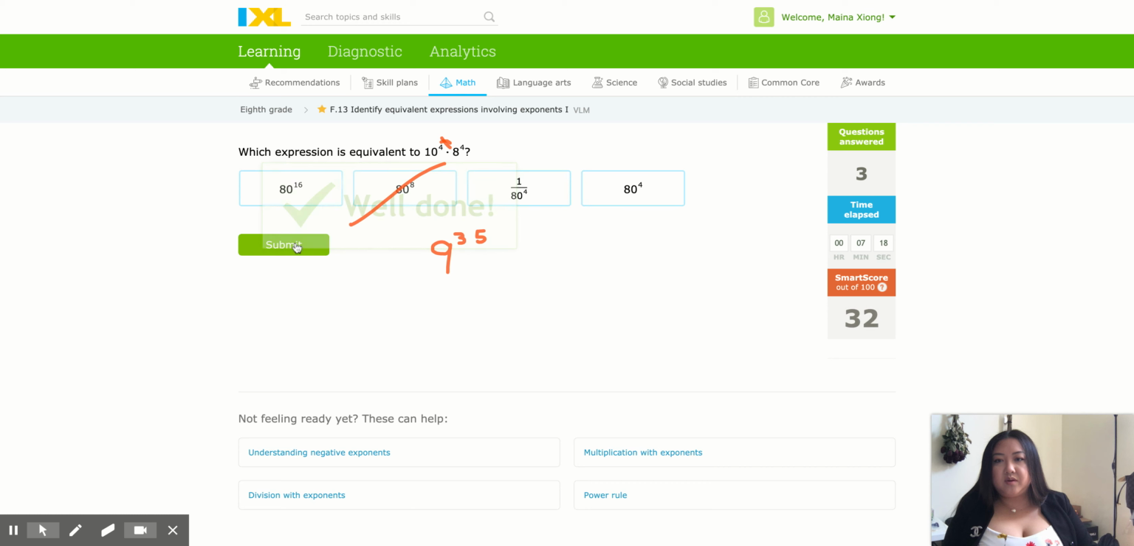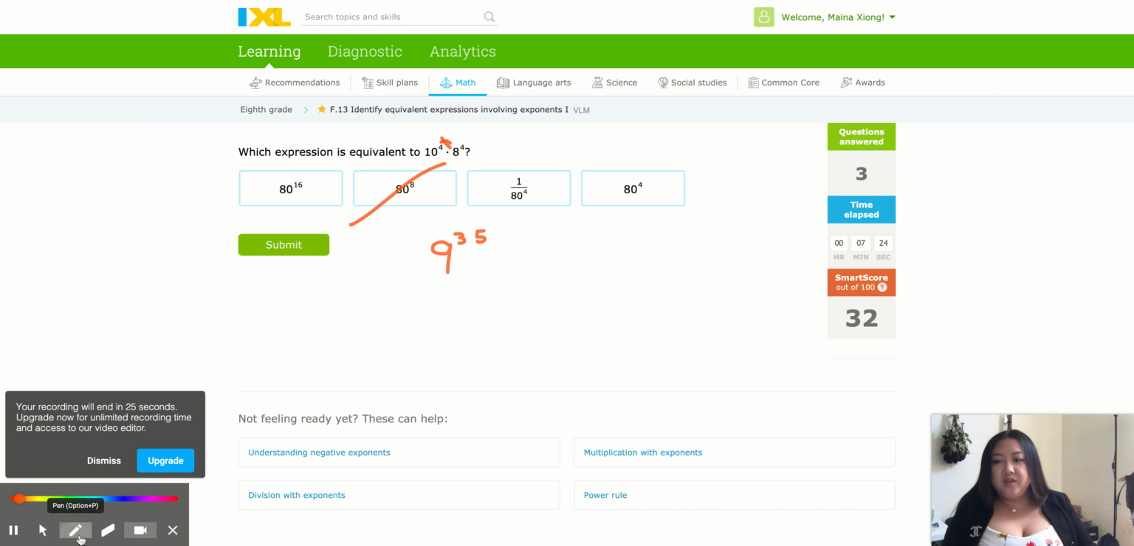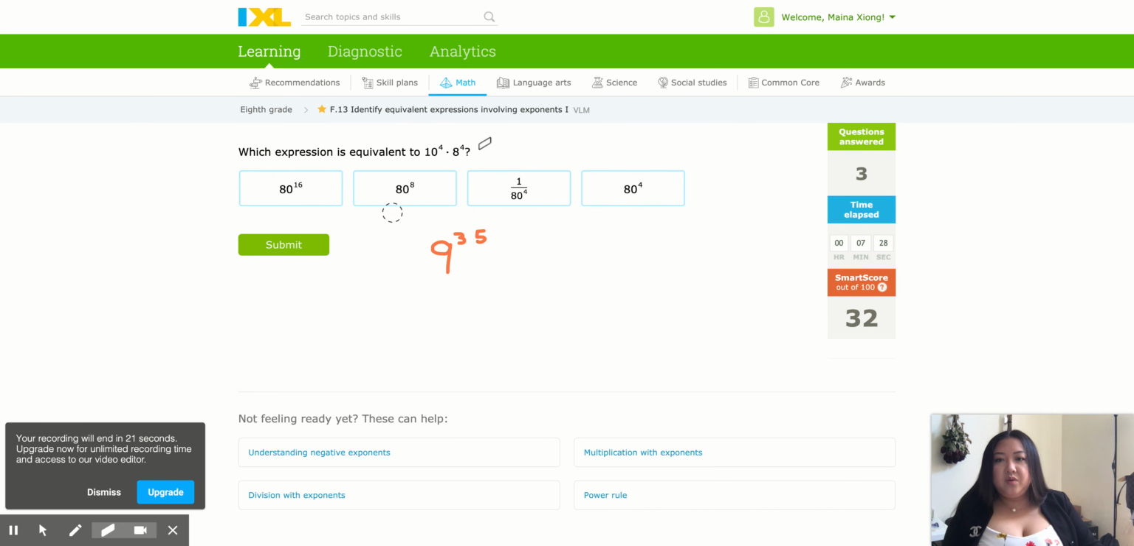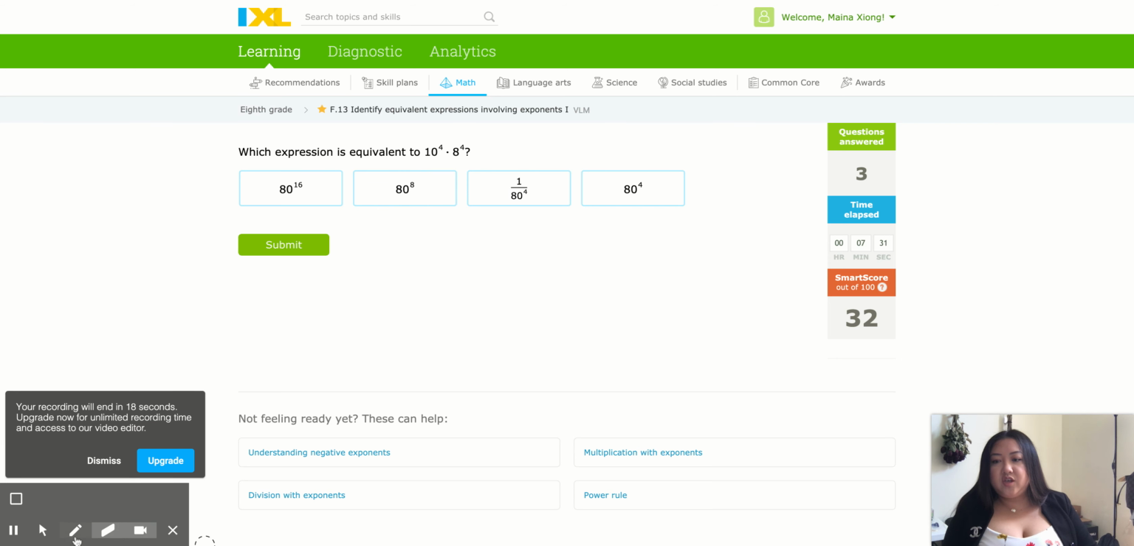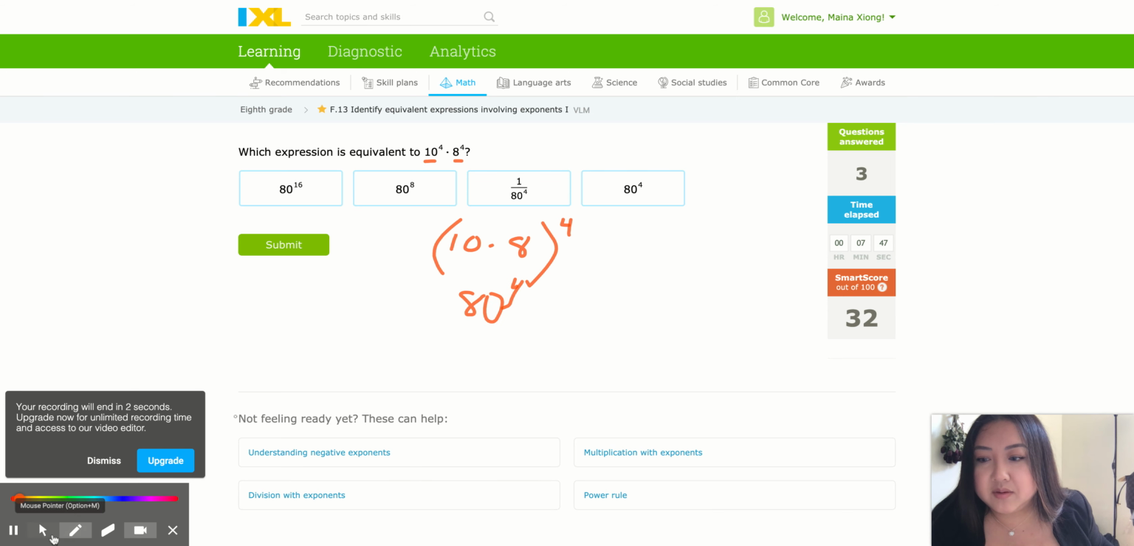multiply the exponents. Which expression is equivalent to 10 to the 4th and then 8 to the 4th? All right. So for this one, we will be looking at changing it up. All right. So since they have the same power, I'm just going to multiply the bases together and then bring it to the 4th power. So basically that's 80 to the 4th power. Oh, and I gotta be fast because it's gonna die.